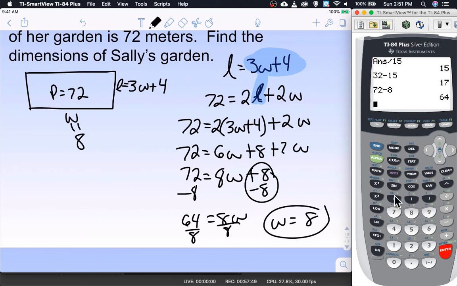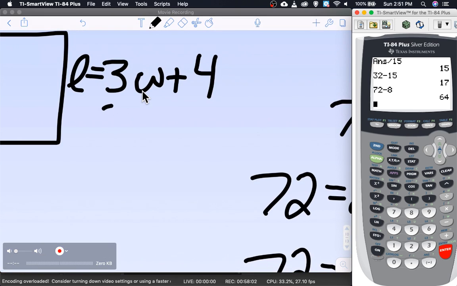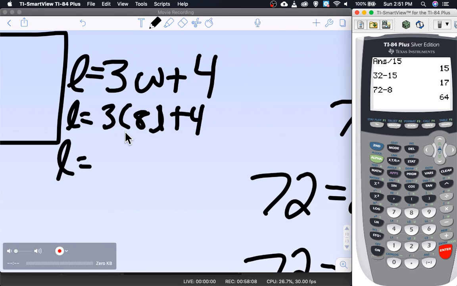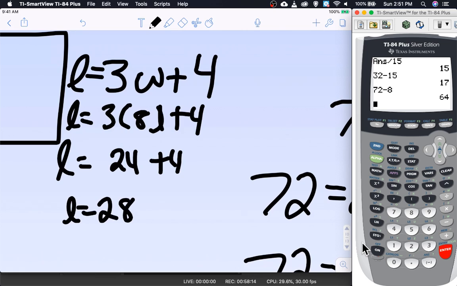Now, in order to find the length, I can really just plug in 8 right here, because it says length is 4 more than 3 times the width. So if I plug in 8 right there, I'll find my length. Let's see. That's 24 plus 4. The length of this garden is 28 meters.